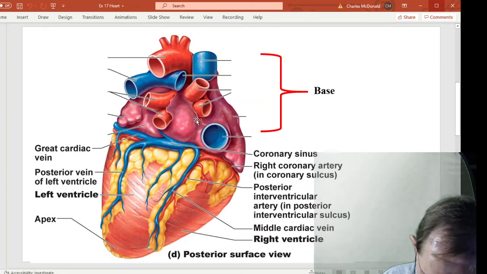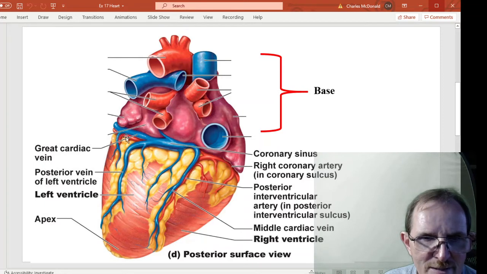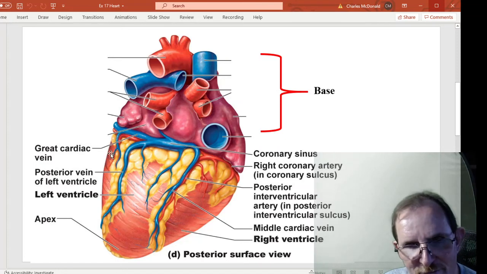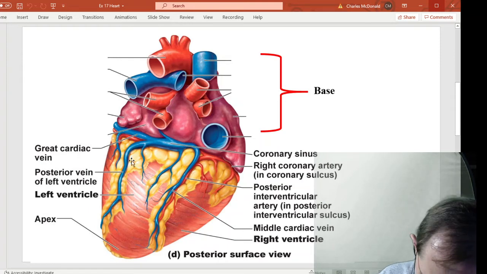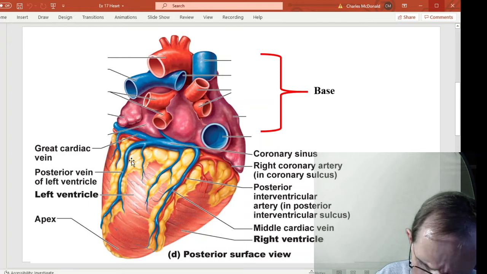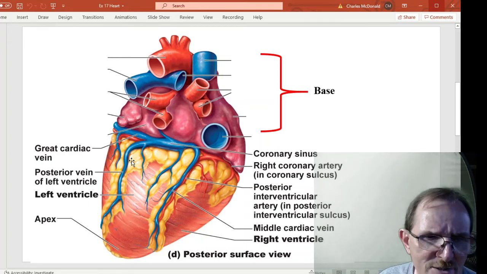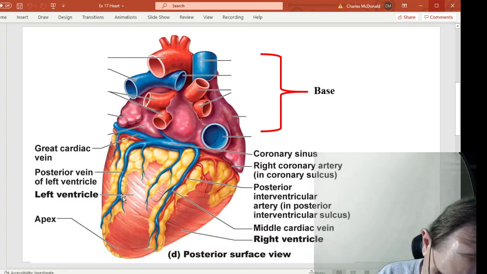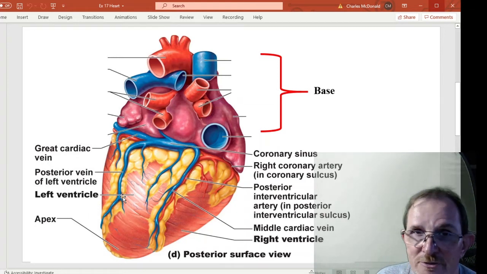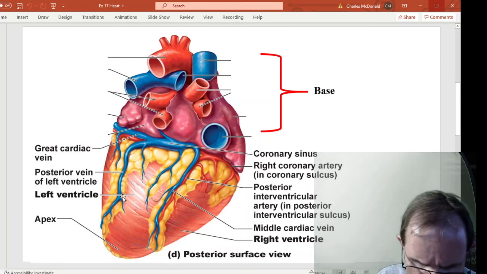The great cardiac vein, we already saw that. It was going down into the anterior interventricular artery, and it also comes around. The posterior vein is right there, I believe. Yes, the posterior cardiac vein is on your lab list. It's going to be a branch off of here. Let me make sure I don't leave anything out from your lab list. Okay.